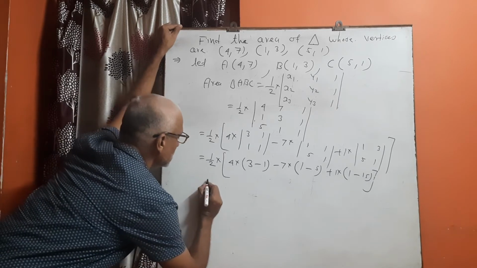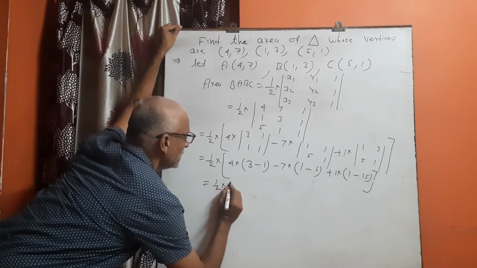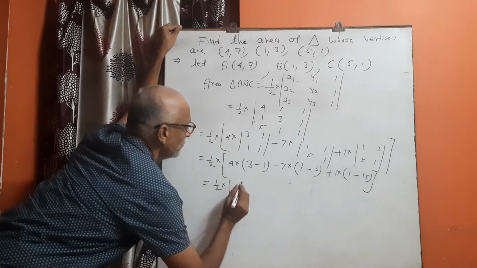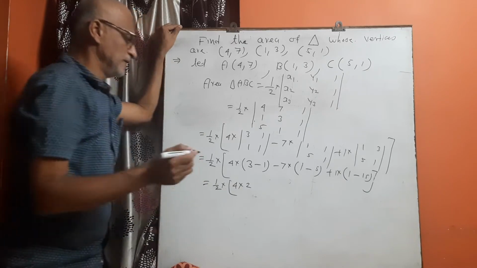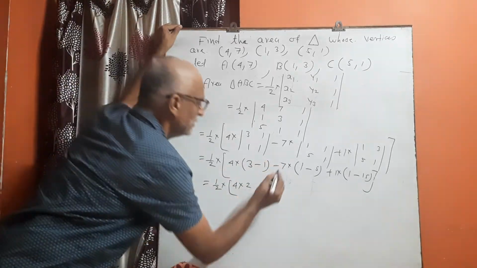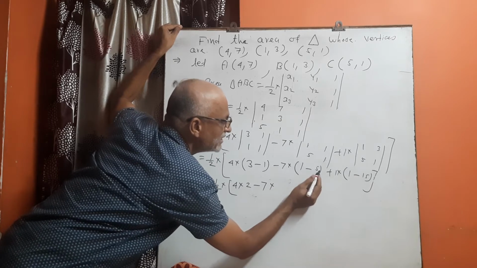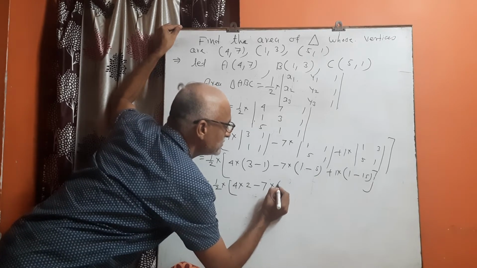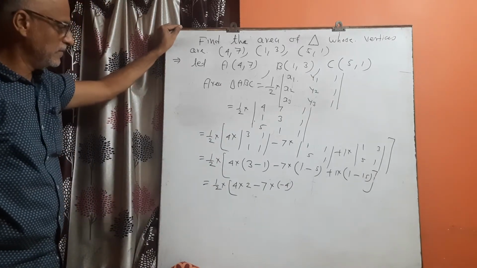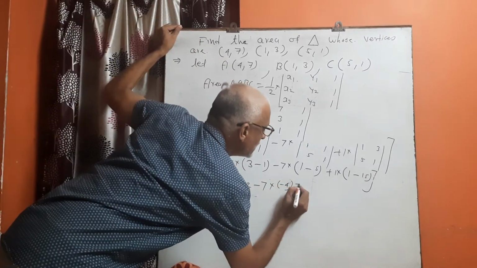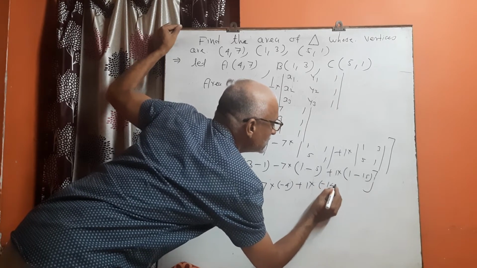Is equal to half into, in bracket, 4 into 3 minus 1, that is 2, minus 7 into, in bracket, 1 minus 5, that means minus 4, plus 1 into 1 minus 15, that is minus 14.